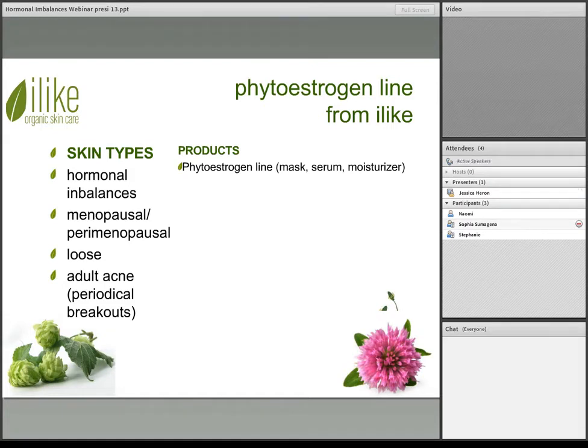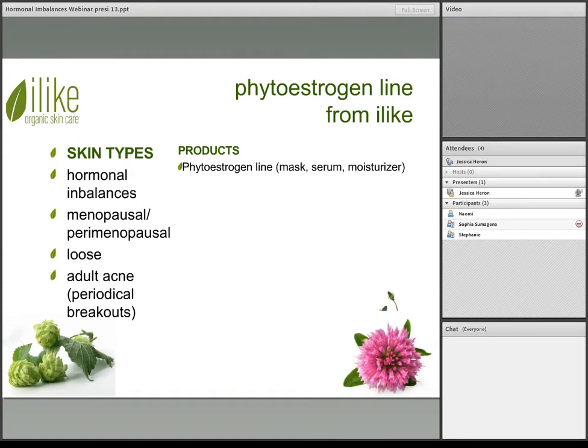Now, say there is a lot of oil being produced at this stage of the hormonal imbalance. What you can do with the serum is you can actually substitute the moisturizer with the serum for more of an oil-free hydration and eliminate the moisturizing step, especially if it's a hotter, more humid climate, and then they also have the oily skin associated with their hormonal imbalance. Then you can substitute the serum for the moisturizer.